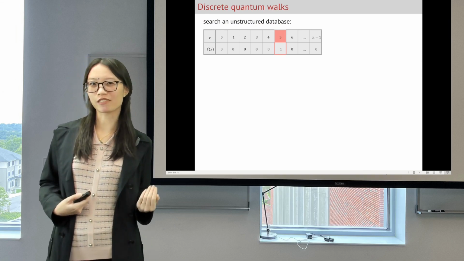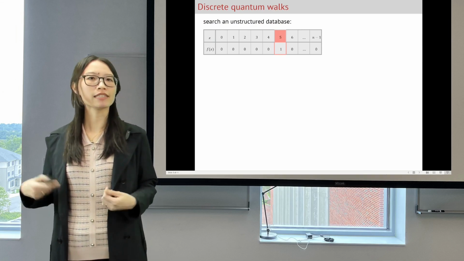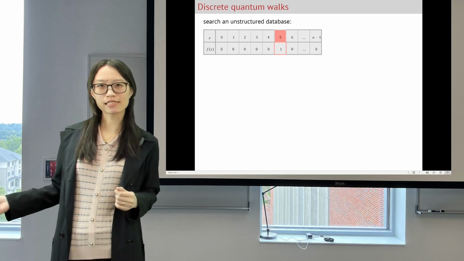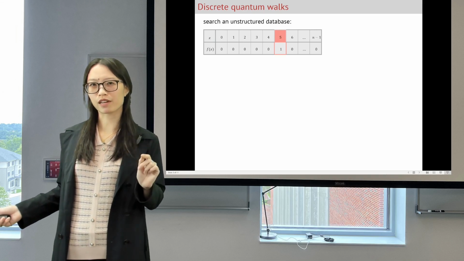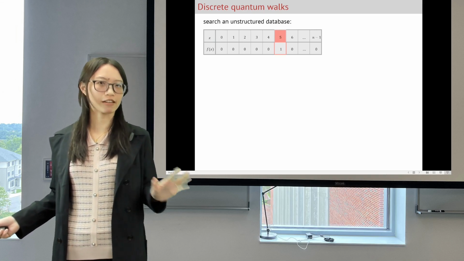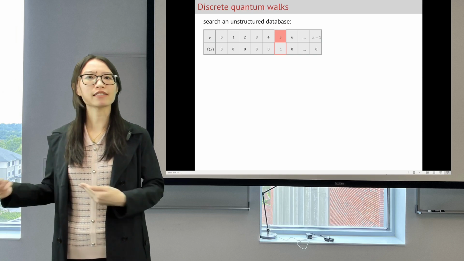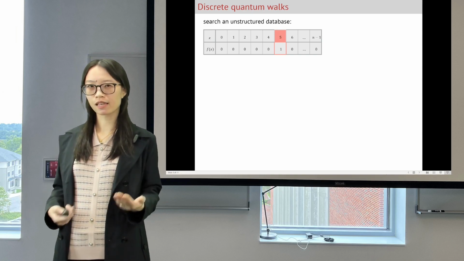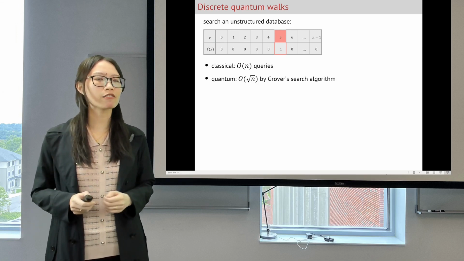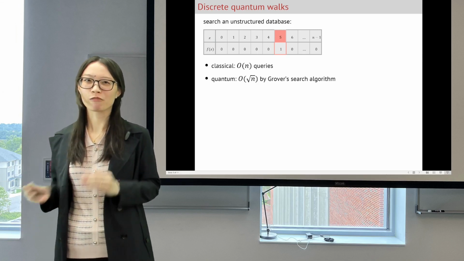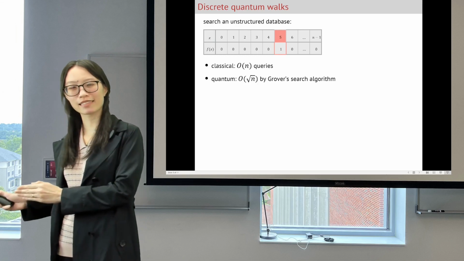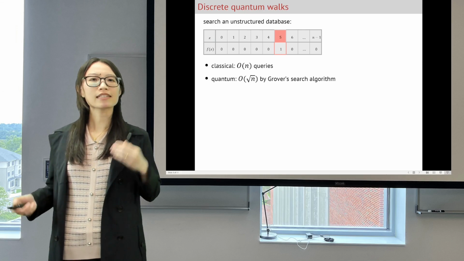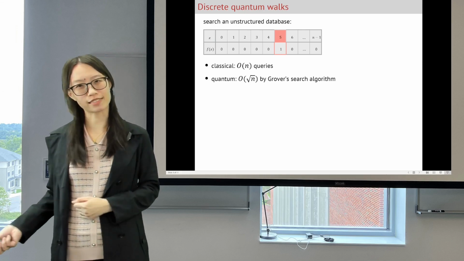The discrete version, on the other hand, is more related to the search problems. Imagine you have an unstructured database and you want to find a particular data point that satisfies some property f. In order to find the target, how many times do we have to evaluate f? Well, classically, this requires O(n) queries, because in the worst case, we have to check every possibility. However, there's a quantum algorithm due to Grover that solves this problem quadratically faster.